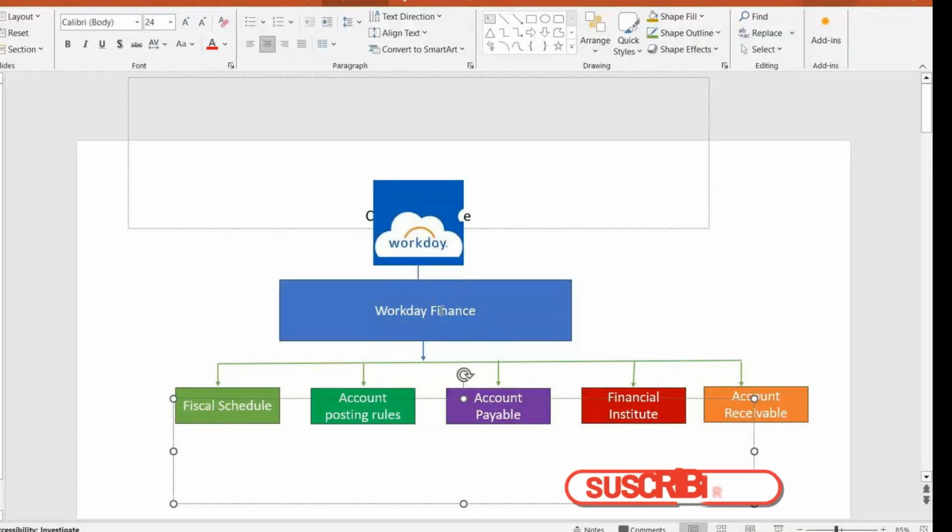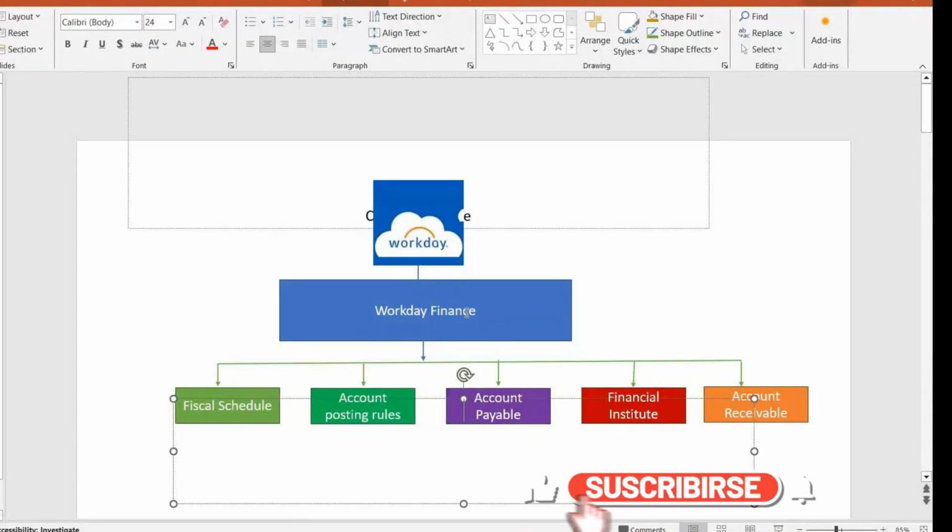And in this one, finance. I'm talking about it because we are taking the course as finance, Workday Finance. And if you see the finance module, we have different steps, different categories in this one. You can say fiscal schedule, account posting rule, account payables, financial institution, and account receivable. These are the modules which I'm going to cover.